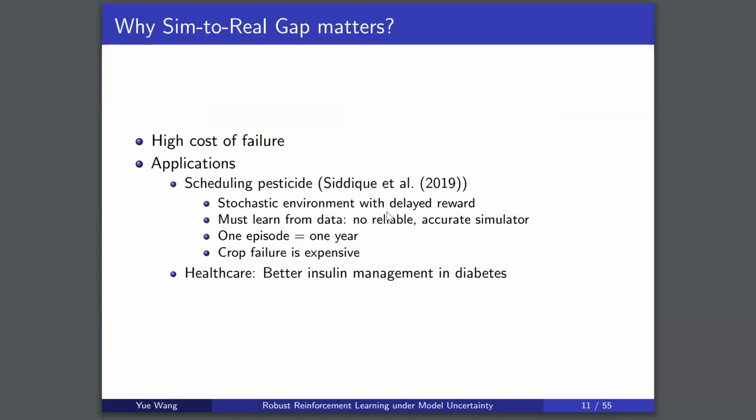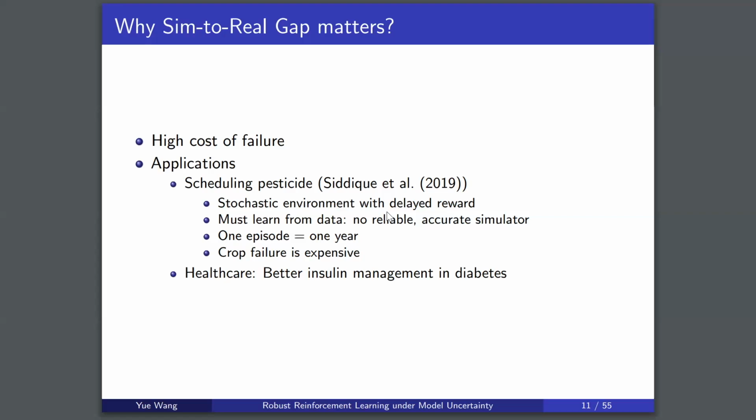So the initial question here is, why does this sim to real gap matter? What makes it very critical? Well, actually, the high cost of failures in most applications of reinforcement learning makes this sim to real gap very critical. Consider an application in agriculture. Let's say a farmer wants to train an AI agent to help him schedule pesticide. In this problem, the environment will be highly non-stationary and stochastic. The situation will be different every year, and there is no reliable or accurate simulator for the farmer. So he must learn from the previous, historical data.